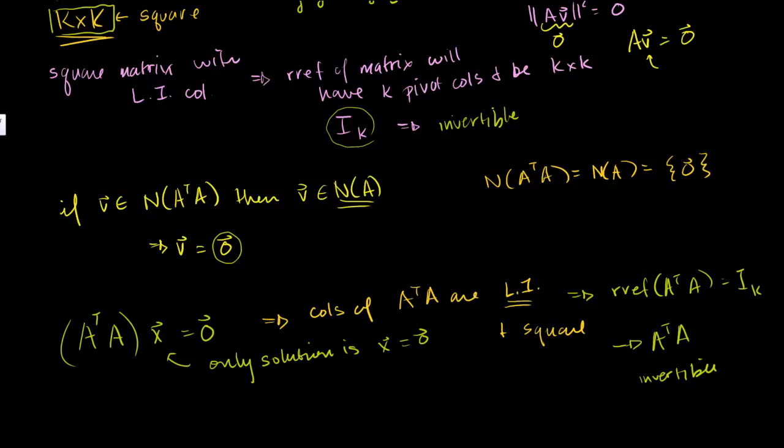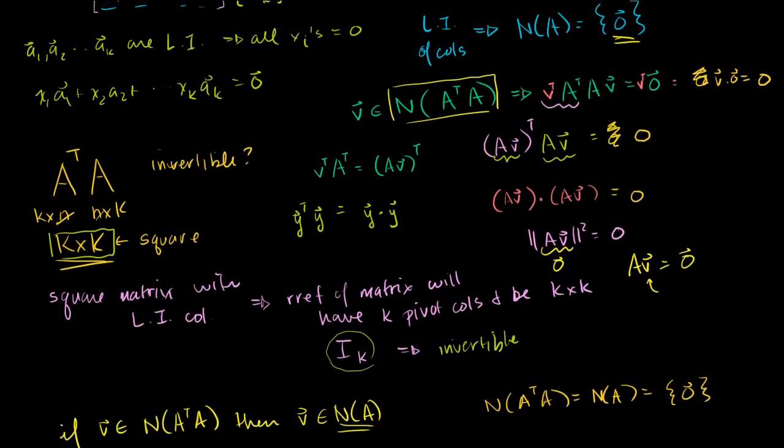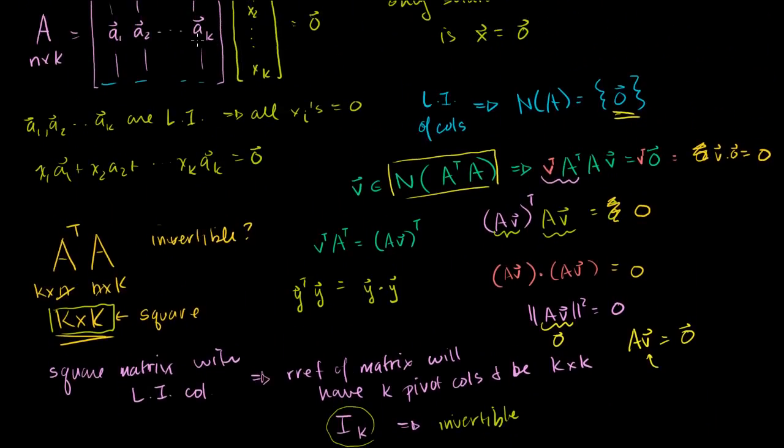I started with a matrix that has linearly independent columns, so it wasn't just any run-of-the-mill matrix. It did have linearly independent columns, but it might have weird dimensions. It's not necessarily a square matrix. But I could construct a square matrix, A transpose A, with it, and we now know that it also has linearly independent columns. It's a square matrix, and therefore it is invertible.